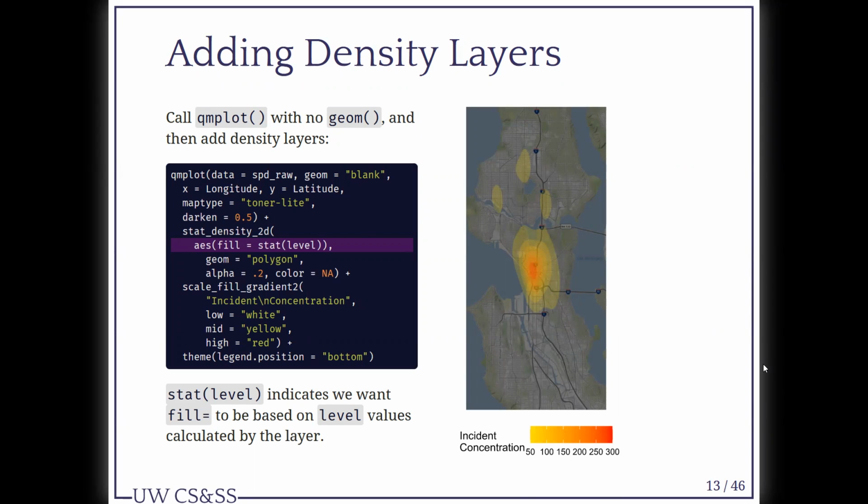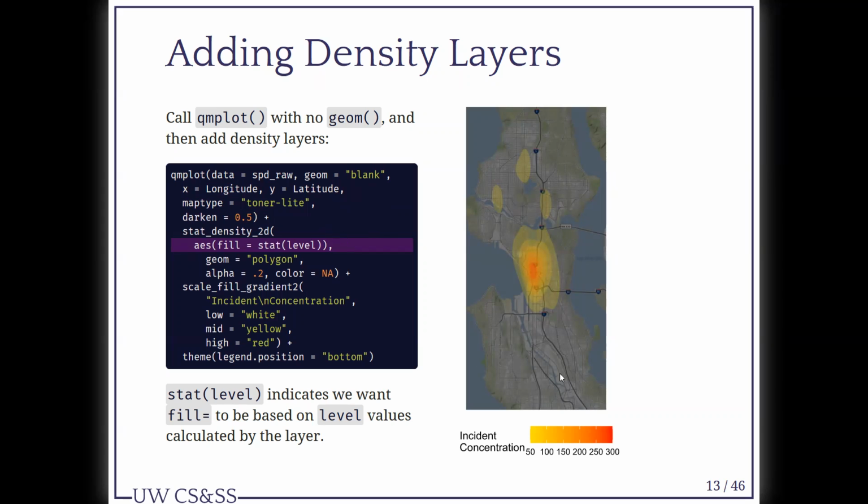So you can add density layers to your quick map plots. First we're going to call the QMPlot function with no geoms and then add density layers. The way we can do this is like ggplot, we just use a plus sign to add additional layers. Here we have provided the SPD raw data to our quick map plot. We said geom equals blank, so we're not going to specify that we want dots at each of our longitudes and latitudes, but we are going to say that our longitude is X and our latitude is Y. And then our map type is going to be toner light.